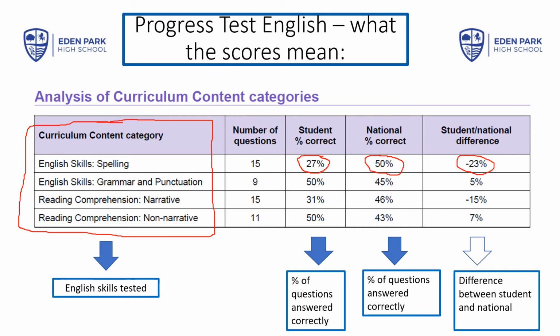But here they can see they're above in their non-narrative comprehension, and also above for grammar and punctuation as well. So it helps us drill down to saying, okay, this child might need a bit more support with their spelling in English, and possibly some support with their narrative and their reading comprehension here as well.